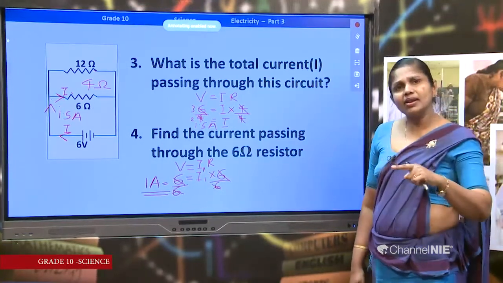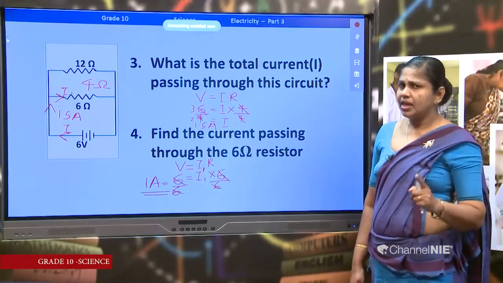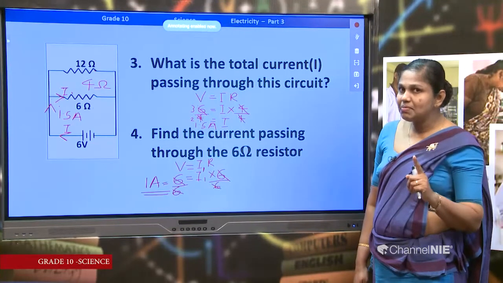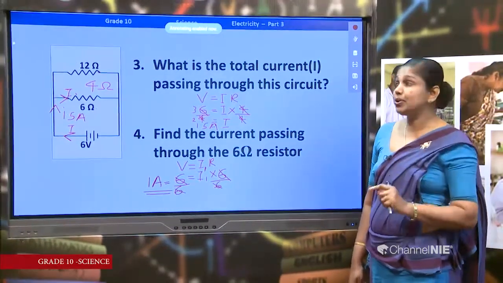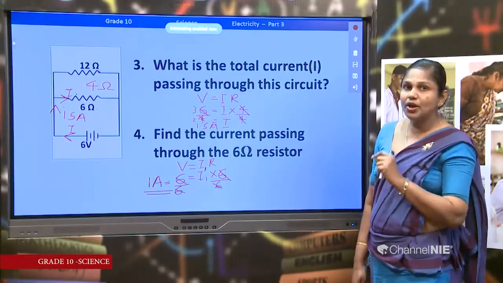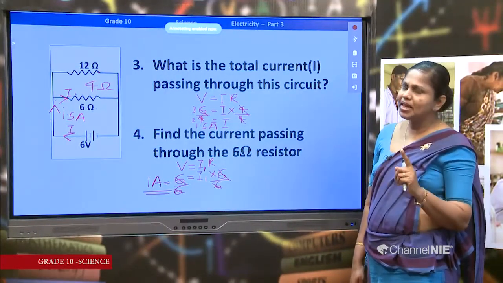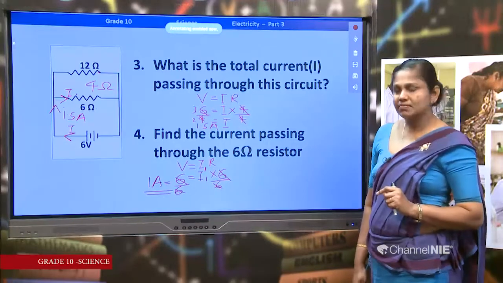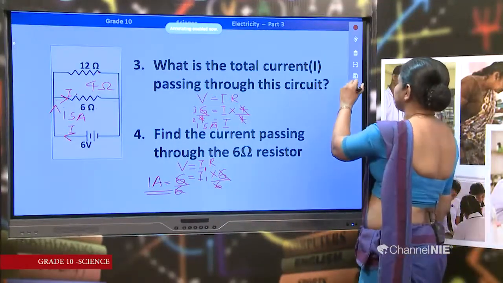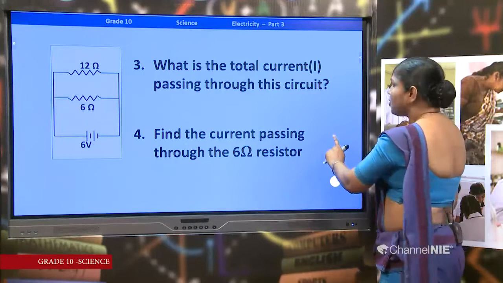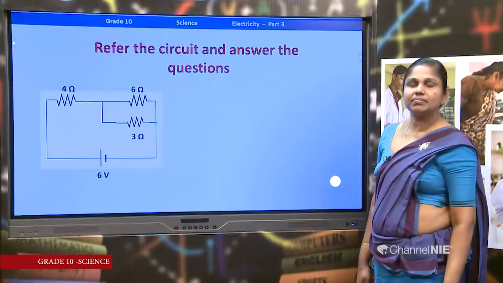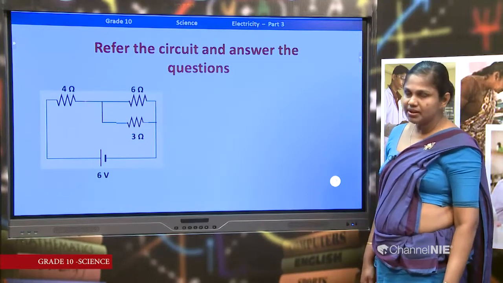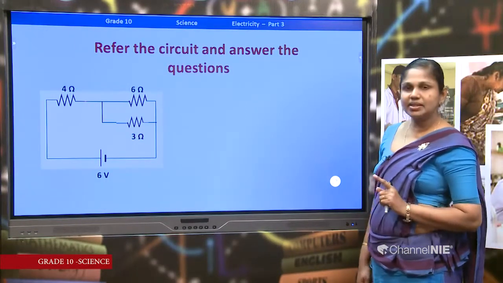Then the total current is 1.5. If the total current is 1.5, then what should be the current passing through the other resistor, the 12 ohm resistor? It must be 0.5. Okay, right. Move to the next. This is another question, children. Look at the circuit given here.